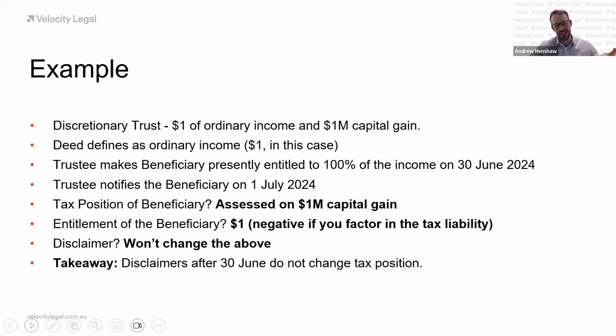Like, how could this come up? It's a bit of an extreme example, but you can see the distribution is a bit of a poison pill, and there's no way to get out of it after 30 June. So you can disentitle yourself of the trust law entitlement to $1 in this example, but you can't get out of the tax position.